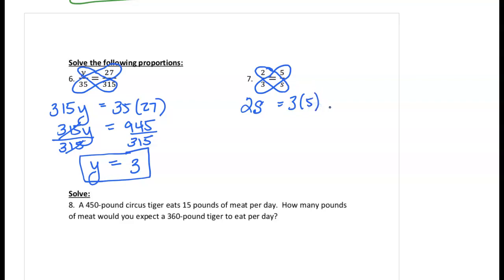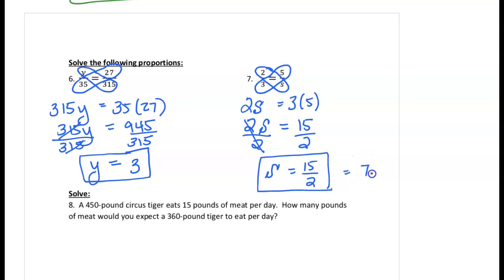And then simplify and start to solve. On the left, 2s, and on the right, 15. Divide both sides by 2 to get the s variable alone. And 15 divided by 2 is just fine as an answer. If you want to write it as a decimal, it would be 7.5. And either answer would be okay.